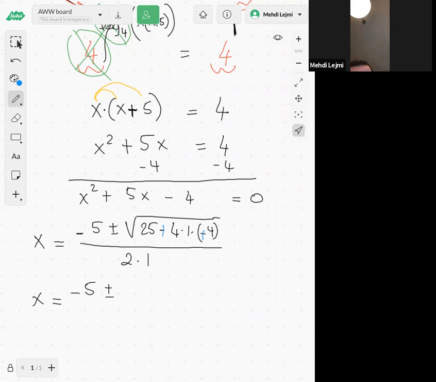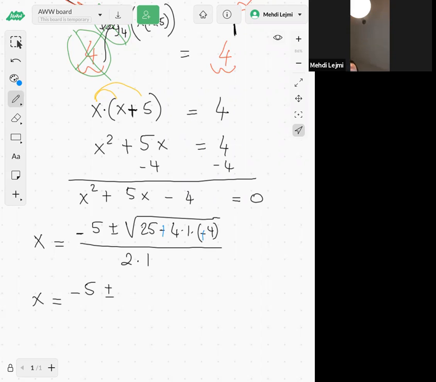I saw something in the chat. Oh, yes, you want to get rid of the log before starting the problem. Exactly. And if you have more than one log, you need to try to combine all the logs into the same log. If you have a sum of logs, you can write it as a log of the product, or if you have a difference between two logs, you can write it as a log of the quotient, etc. Oh, Natalie, okay, I got you, thank you.